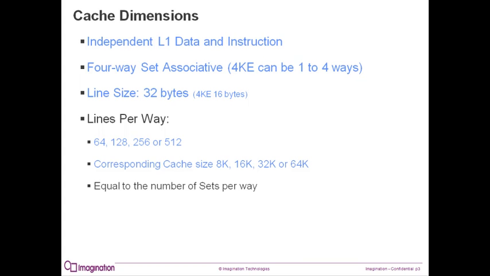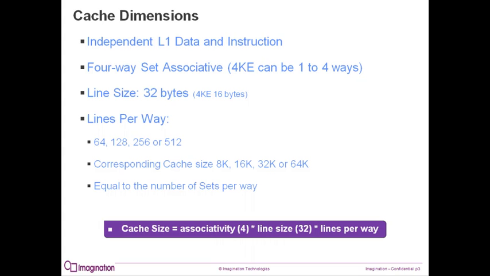Sets per way is a superset of a line, where a cache line is the actual data and the whole set includes the cache tag and status bits. The size of the cache is equal to the number of ways times the line size times the number of lines per way. All cache choices regarding cache sizes and the number of ways are options configured when the chip is built and are not changeable at runtime.